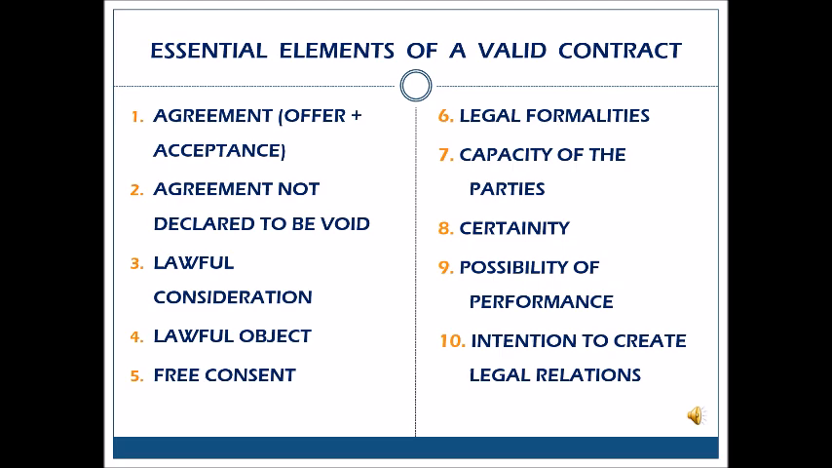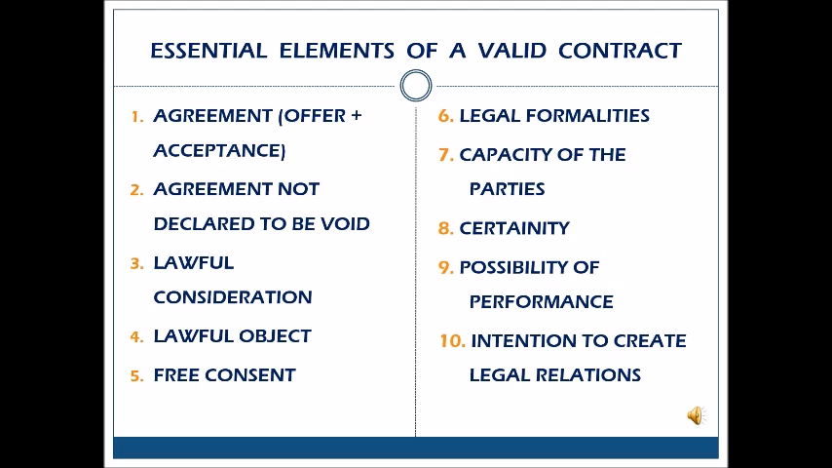The seventh point is capacity of the parties. When you want to enter into a contract, you have to enter with a person who is of the age of majority. That is, a person who is above 18 years of age, a person who is of sound mind, and a person who has not been earlier disqualified from contracting by any law, etc.